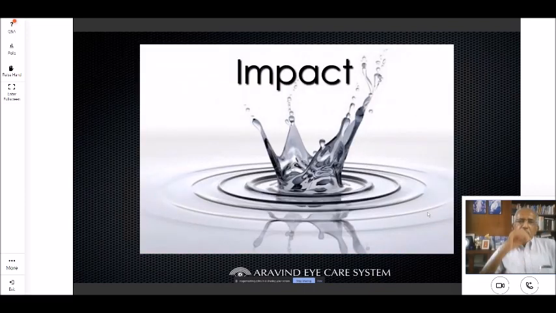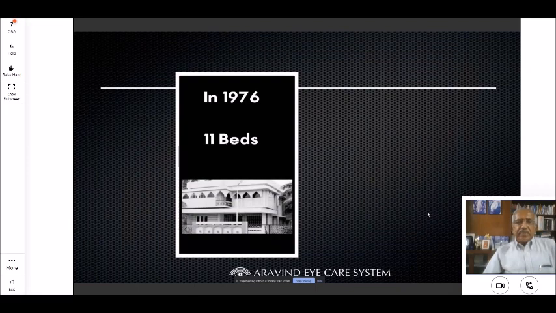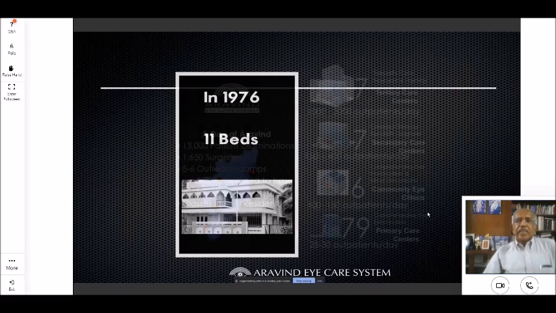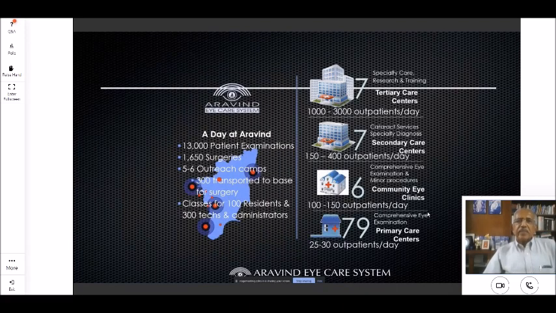And I want to conclude with a few slides on the impact so that we have time for some Q&A. We started in 1976 with 11 beds in a rented house. It's a 4-bedroom house. Today we have 7 large hospitals, each of them seeing 1,000 to 3,000 patients a day, 7 secondary or smaller hospitals, 6 clinics that are run by doctors, and 79 vision centers, primary care clinics. And each day we see over 13,000 patients, between 1,500 to 2,000 surgeries, lots of outreach and training as well.